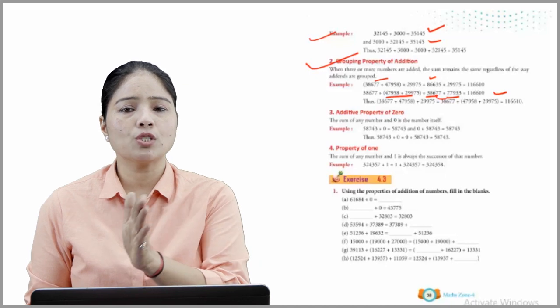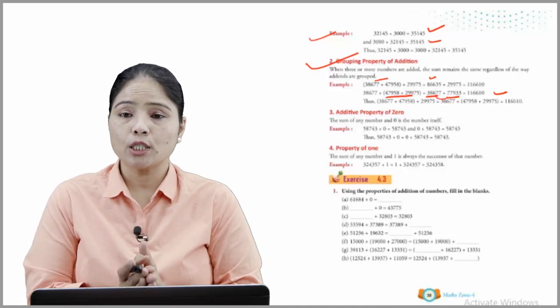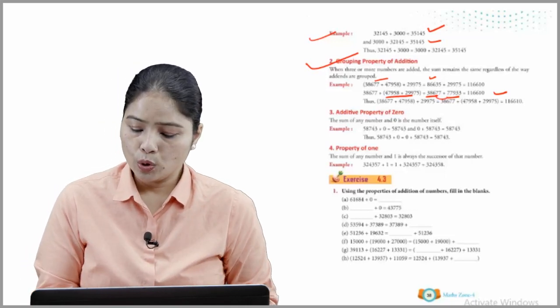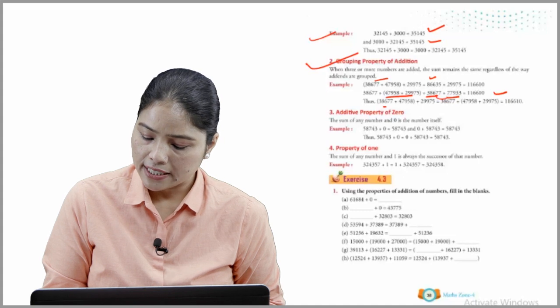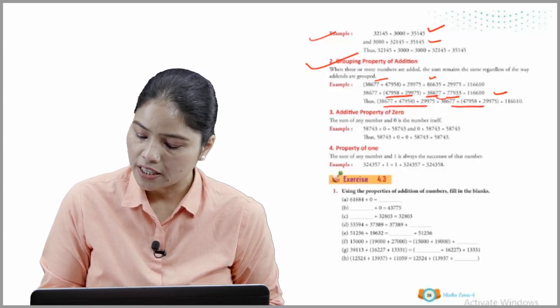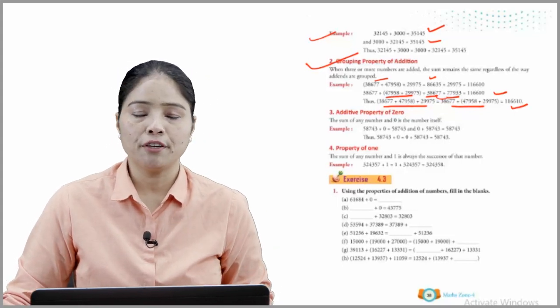Thus 38677 plus (47958 plus 29975) is equal to 38677 plus 47958 plus 29975 is equal to 116610. So if you just add with this method and if you just add that way, your answer will remain same. Okay, I hope you understood the property of that.